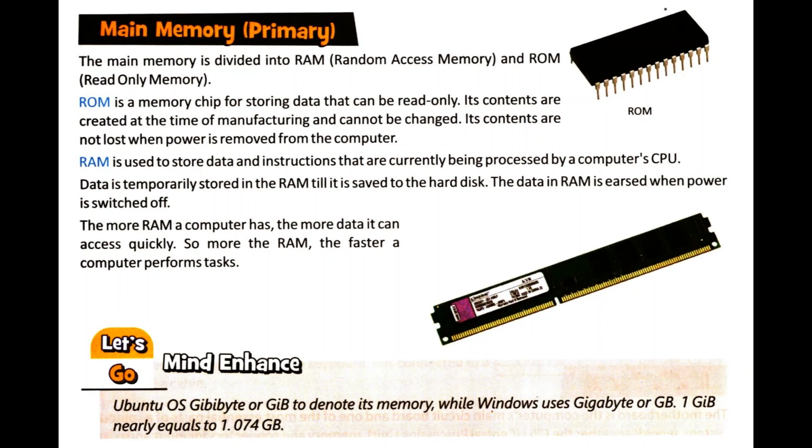In ROM, data cannot be easily altered or reprogrammed. It means that we cannot change the data that is already available in ROM. ROM is also known as non-volatile memory, which means that the contents are retained even after the power is switched off. It means that no data is lost when power is removed from the computer.